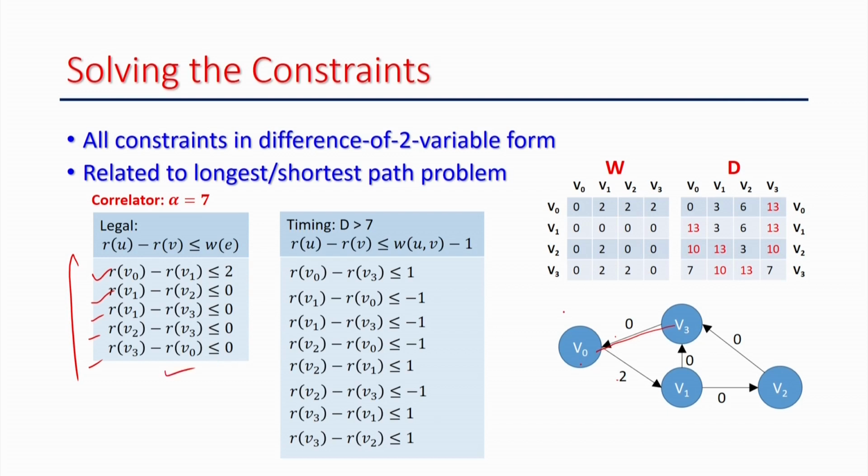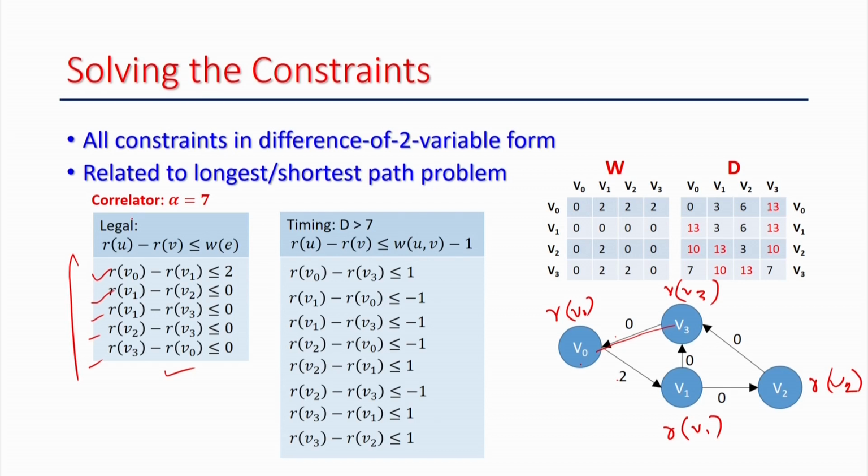You remember that I have assigned R(V0) here and R(V3) here, R(V2) here and R(V1) here, and our objective is to find the values of R(V0), R(V1), R(V2) and R(V3). And I am adding constraints.